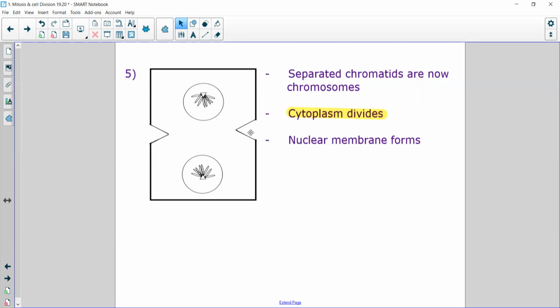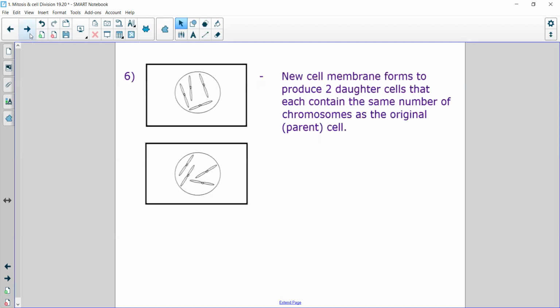The cytoplasm starts to divide, it pinches in the middle. And then the next step is that we are going to have 2 daughter cells. And inside each of these daughter cells, there is a nucleus. And inside that nucleus, there are 4 chromosomes made up of only one chromatid.